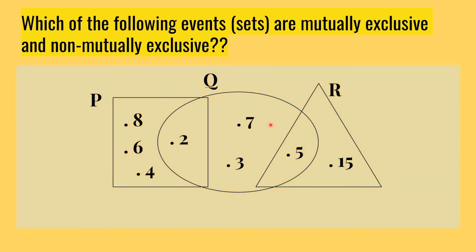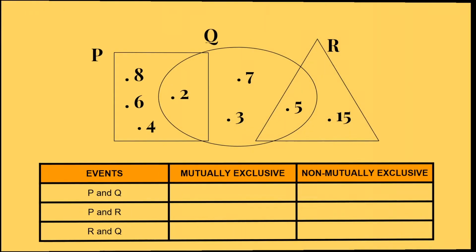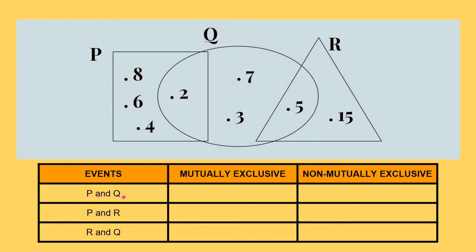Alright, so from this Venn diagram, the relationship between P and Q: P is the square in the diagram and Q is the oval shape in the diagram. We can see that P and Q have one same element, which is 2 here. 2 is an element of P and 2 is also an element of Q. So that means there is an intersection between P and Q. So we can conclude that P and Q is a non-mutually exclusive event.